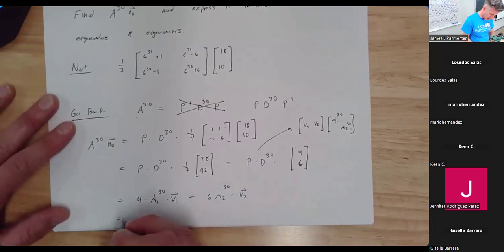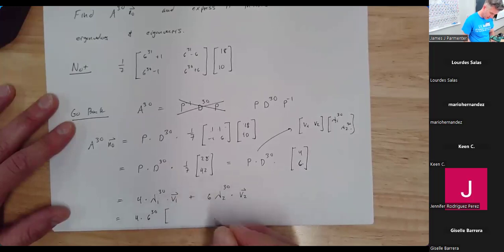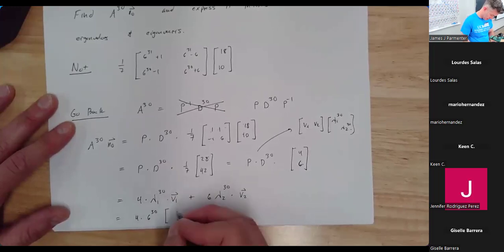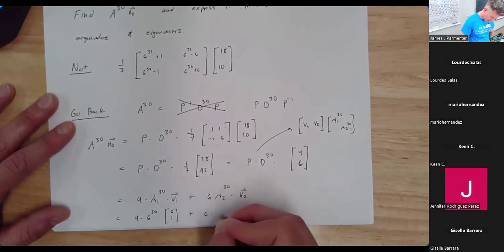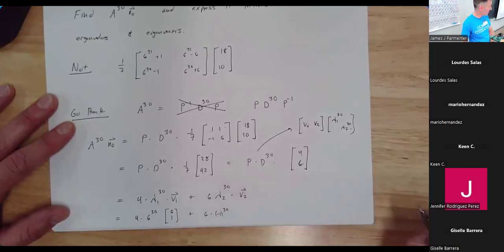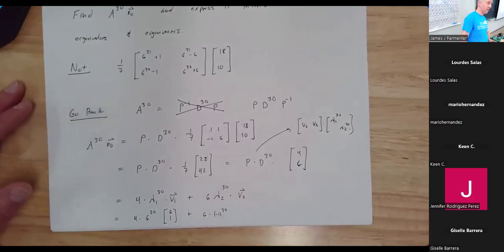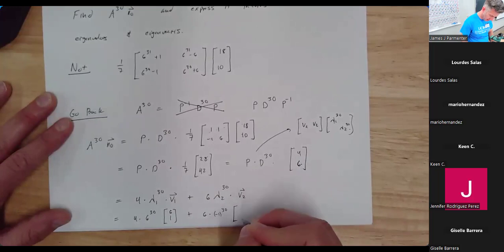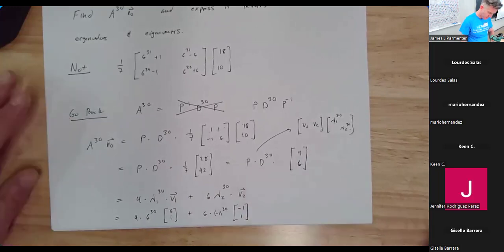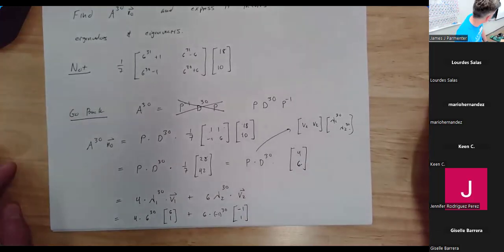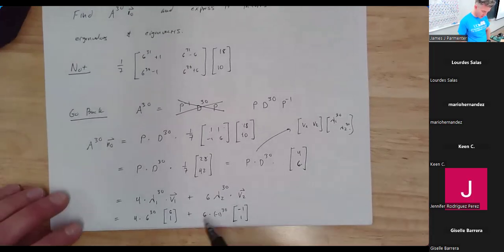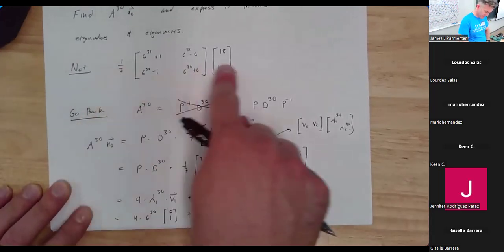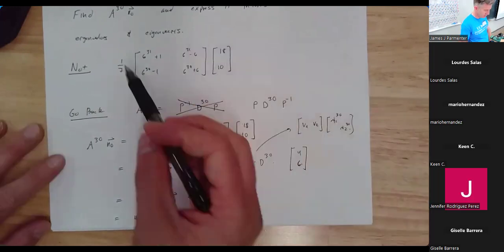So in this case, we'd have 4 times 6 to the 30th times your first eigenvector, which was 6, 1, plus 6 times your second eigenvalue, which was negative 1 to the 30th. You probably don't need to write that, but I kind of like writing it to show that I know what I'm doing, times the second eigenvector, which is negative 1. And if you look really hard, you can probably justify to yourself that this ends up being the same as this, but it would be terrible to actually do this part here.